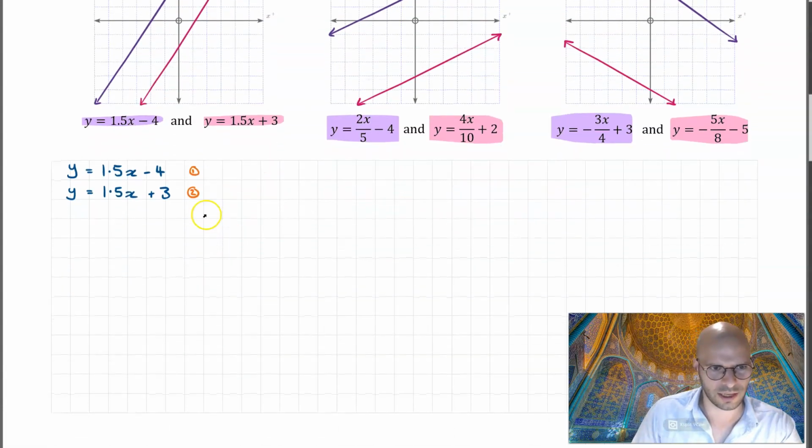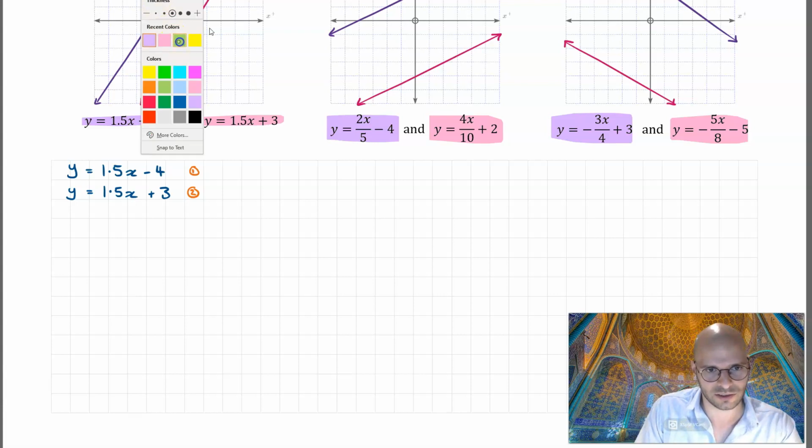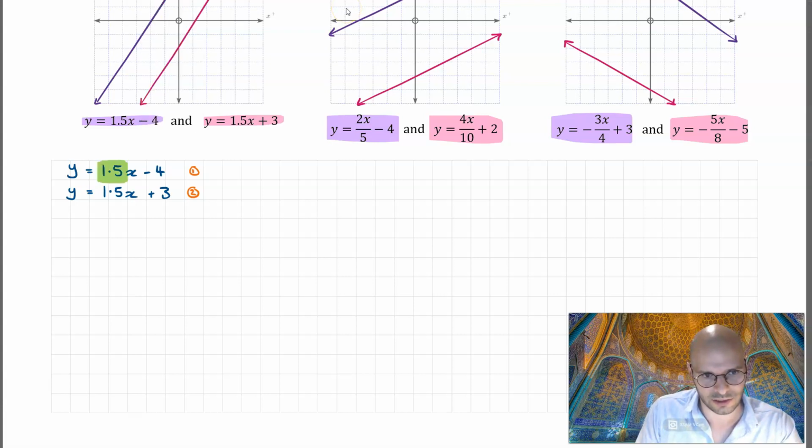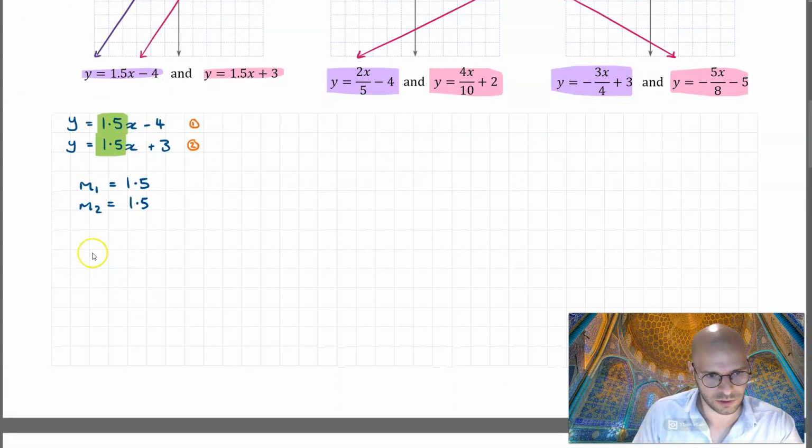Now, checking whether they're parallel or not, what we need to do is identify our gradients. The gradient is always going to be the number in front of the x. Writing this out, m1 is 1.5, m2 is also 1.5, and the most savvy among you would notice already that this is going to be a parallel relationship because they're the same.